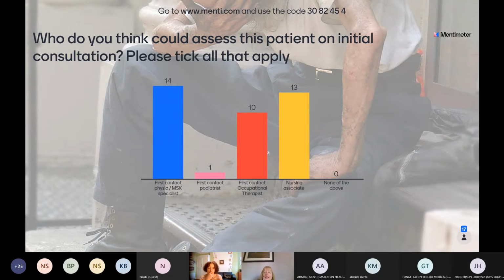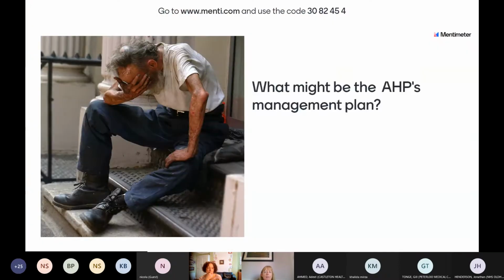That's great, and it's great that the occupational therapist as well as the podiatrist and physio have been recognised. Nursing associate is good. Obviously, I'm not going to be able to talk about that because it's not my field of excellence, but it's good that we can show there's a wide range of professions that can help with this patient. Next slide, please, Rob.